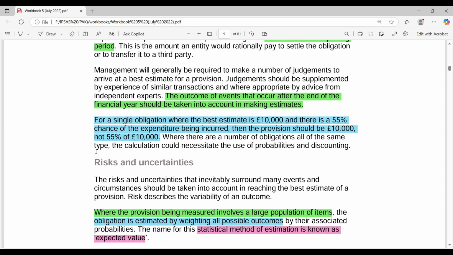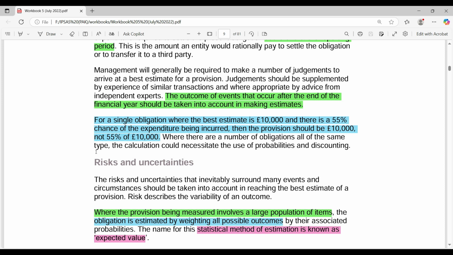The outcome of events that occur after the end of the financial year should be taken into account in making estimates. It means that sometime after the end of the financial year, but there is still time to issue the financial statement reports, some events may occur. You need to consider those events in the finalization of the financial statements.